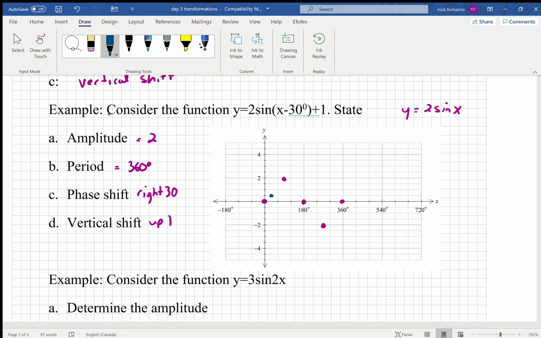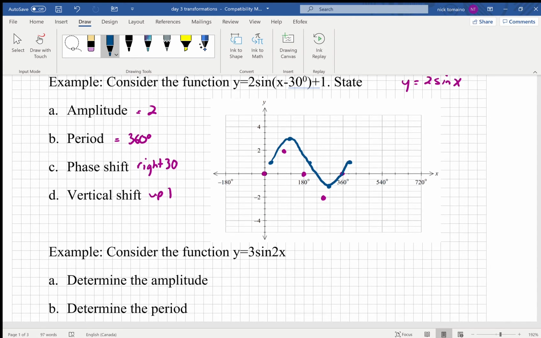We're going to go up 1. Again, I'm going to get my scale right there. That's 1. Right 30, up 1. Right 30, up 1, right 30, up 1, and right 30, up 1. And then we simply sketch, and that is one cycle of this function. And that's it. So 2 steps.